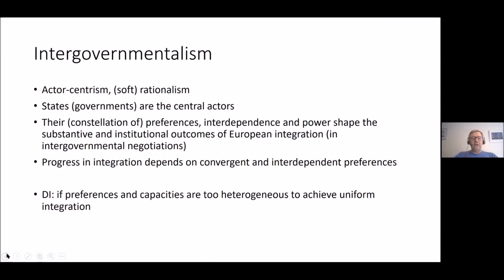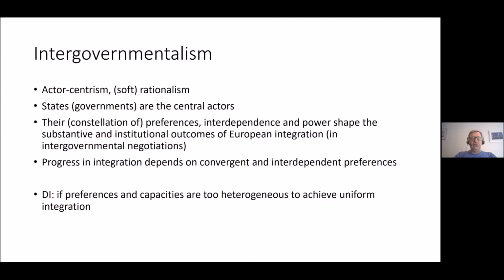So according to intergovernmentalism, it's the constellation of governments' preferences, their interdependence amongst each other, and their power that shapes the substantive and institutional outcomes of European integration. And it does so in intergovernmental negotiations. So progress in integration, more integration, depends on convergent and interdependent governmental preferences. You can only have that if there is sufficient convergence and if governments are sufficiently interdependent to be able to agree on further integration.